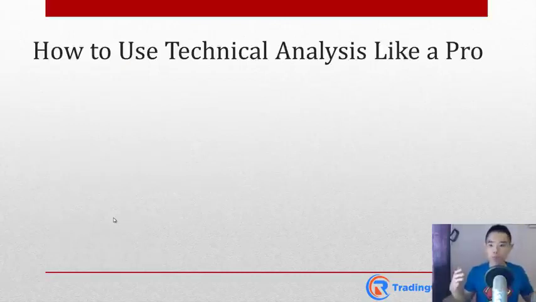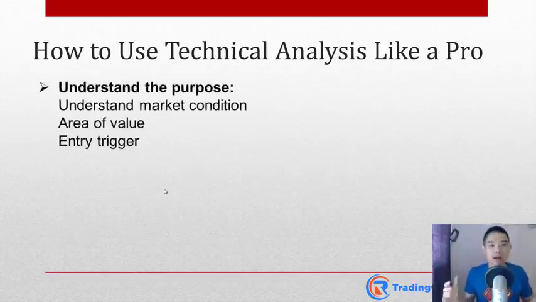So now, at this point in time, we have covered a lot in the last 33 minutes. We talked about chart patterns, candlestick patterns, indicators, and even drawing tools. So how do you actually combine these different types of technical analysis to formulate trading strategies? How do you do that? This is what this section is all about. Firstly, understand the purpose of your technical analysis, whether you're trying to define the market condition, define an area of value, or use it as an entry trigger. You have to know the purpose of your technical analysis. And that is something that we covered extensively over the last half hour.